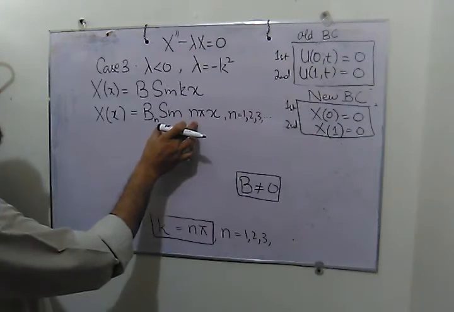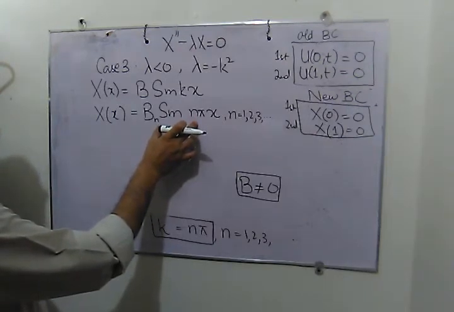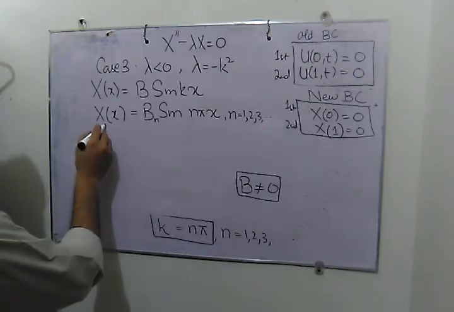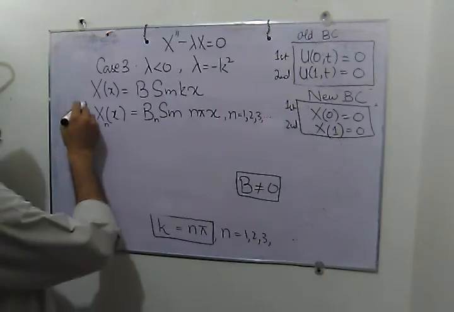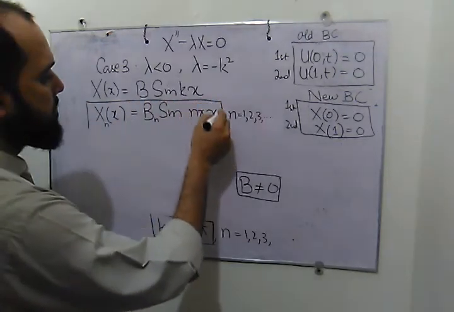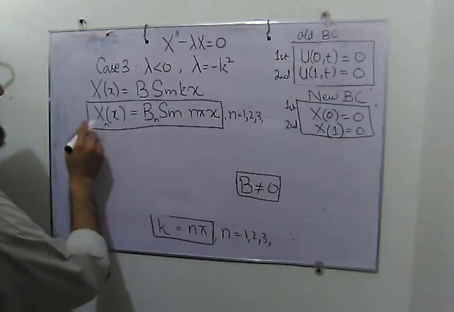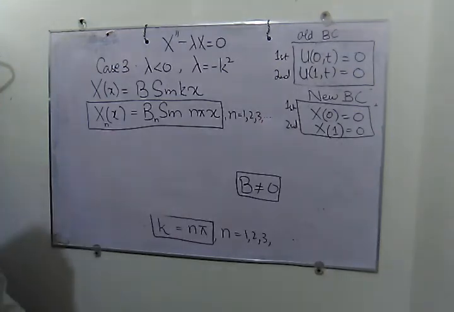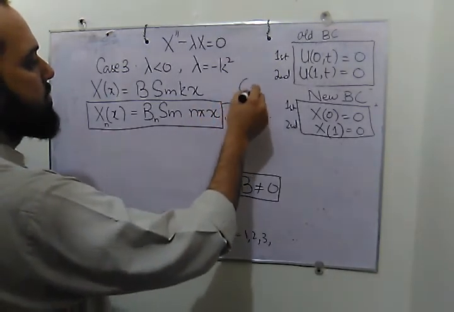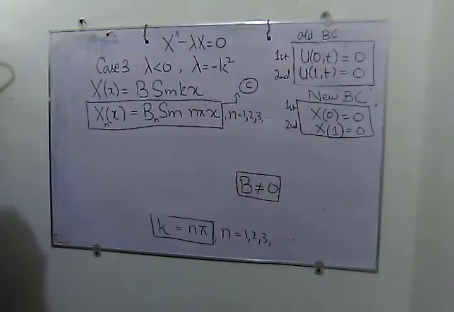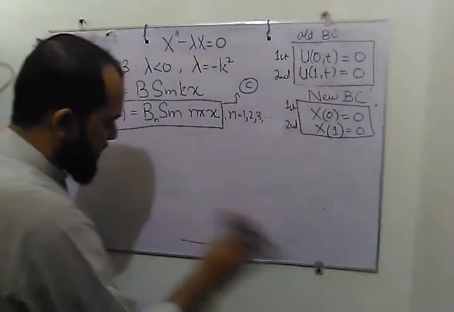Now this is not a single solution, this is multiple solutions, there are multiple sine terms here. Therefore the solution also has a subscript n. This is the solution we have got for equation number 3. We call it equation C. What we are left with is equation number 4.